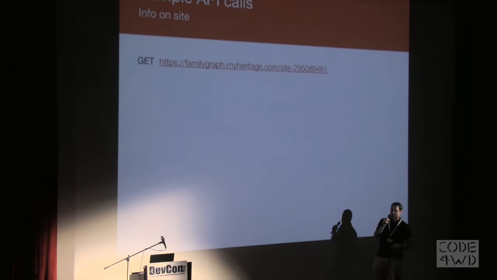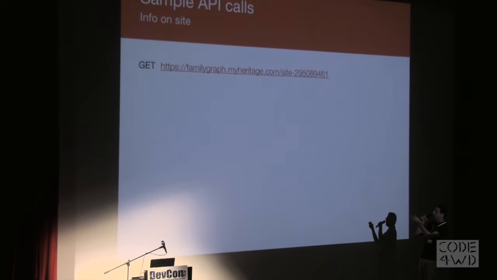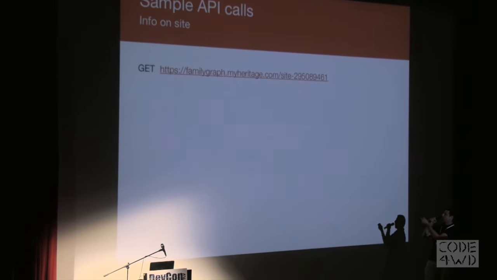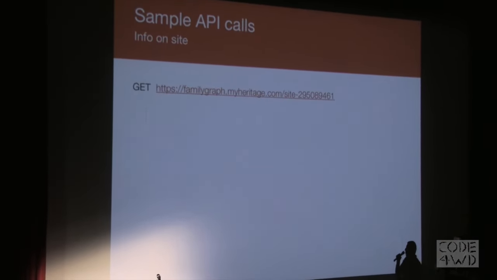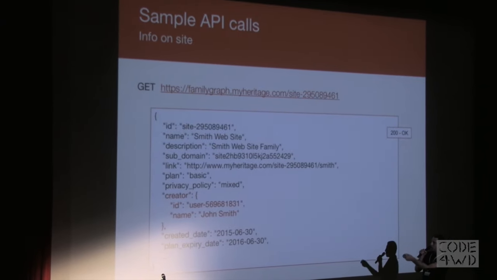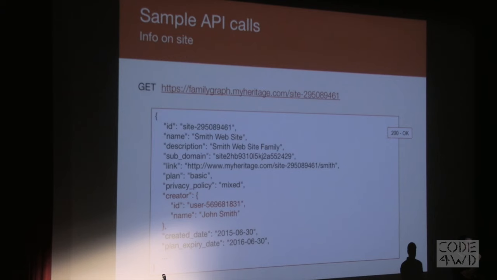Okay, so let's look at an example of a call, how to use Family Graph to get information on a specific object. In this case, we're getting information on a specific site. So we're issuing a GET request on familygraph.myheritage.com and requesting an object. And this is the identifier of the object. In this case, it's just a site with some sort of a number that identifies it. And the server will return this response with all the information that is available through the Family Graph API documentation. So we can see information like the name of the site, the link for the site, whether it's a paying site or a basic site, information about the site's creator, all stuff like that.